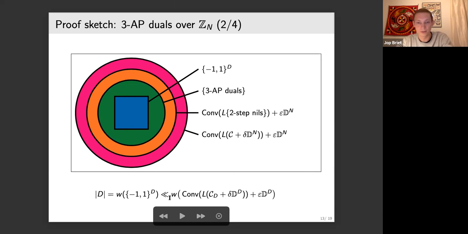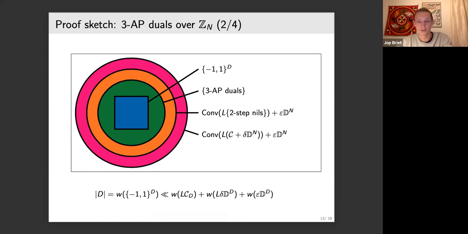I'm going to simplify this latter expression now. The width is subadditive under sum sets. So what you see here is the sum set of this convex hull and this scaling. So I'm going to use subadditivity now to break these two things apart. The width is also unchanged under taking convex hulls, so I can remove this convex hull. And then what I'm left with here is another sum set, so I can break this thing apart again.